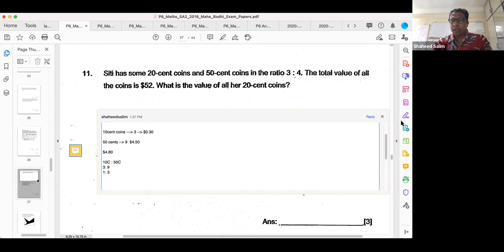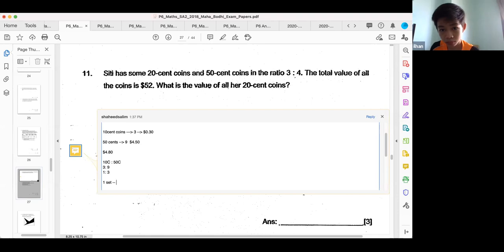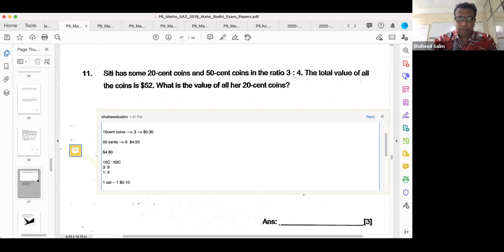Okay, now down here, watch. I'm going to count in terms of set. One set is how many? 1 10-cent coin, 3 50-cent coins. One set is how much? 1 10-cent coin plus 3 50-cent coins. How much is the value of one set? 3 50-cent coins is 150. 150 plus 10 cents is 160.